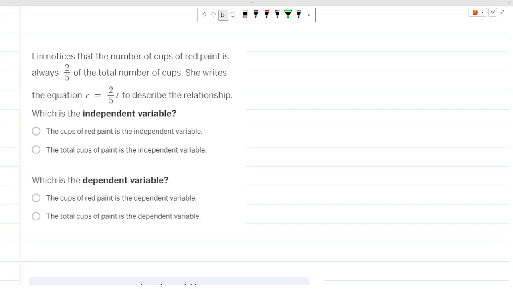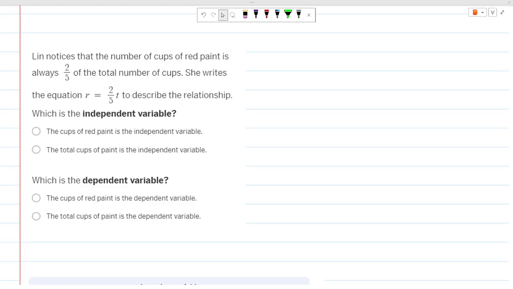It says Lynn notices that the number of cups of red paint is always 2/5 of the total number of cups. She writes the equation R equals 2/5 times T to describe the relationship. Which is the independent variable? So we want to decide, is it the cups of red that is the independent variable, or the total cups of paint?